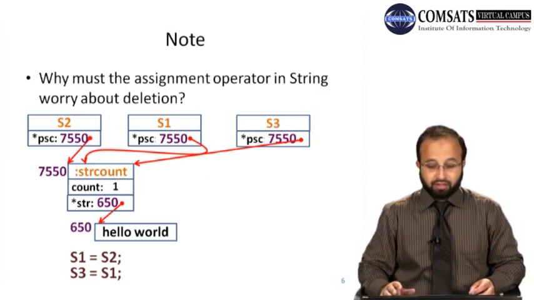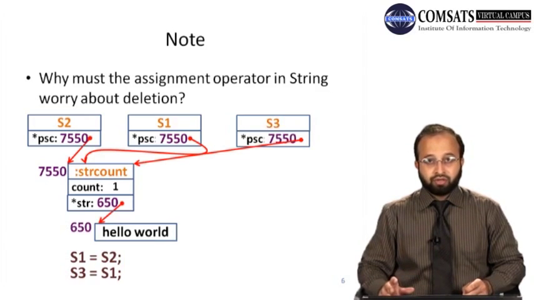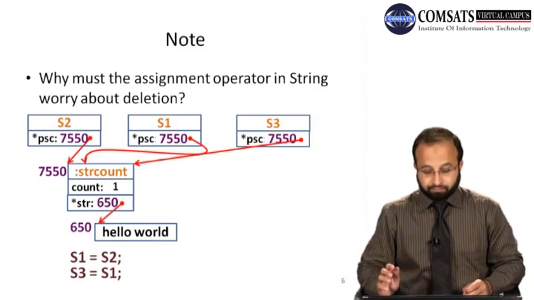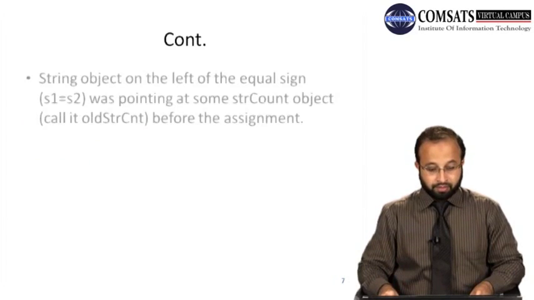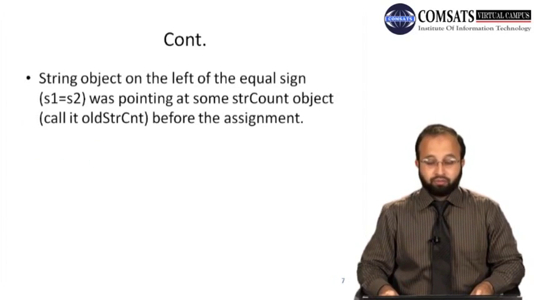So that is why the assignment operator function should worry about when to delete a string count or when to delete that array of character or object of a string, right? So string object on the left side of the equal sign, that is s1 is equal to s3, was pointing at some string count object.